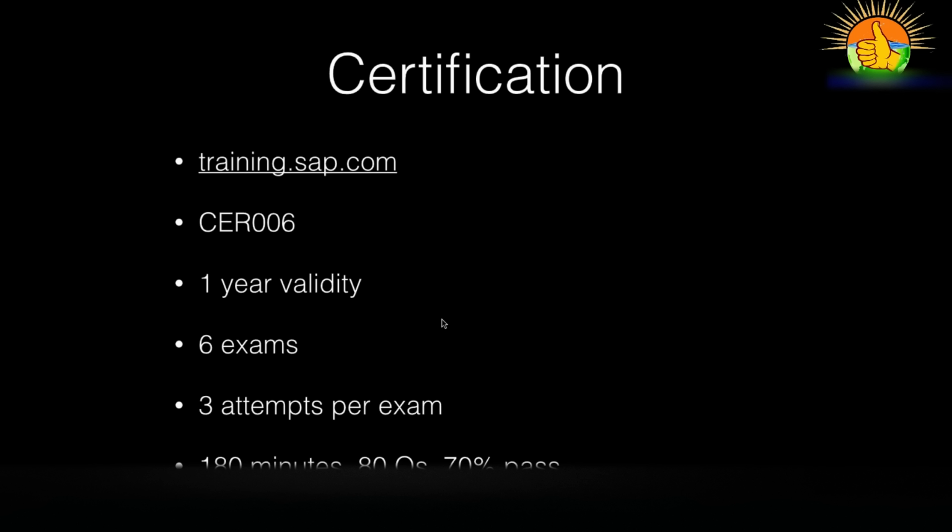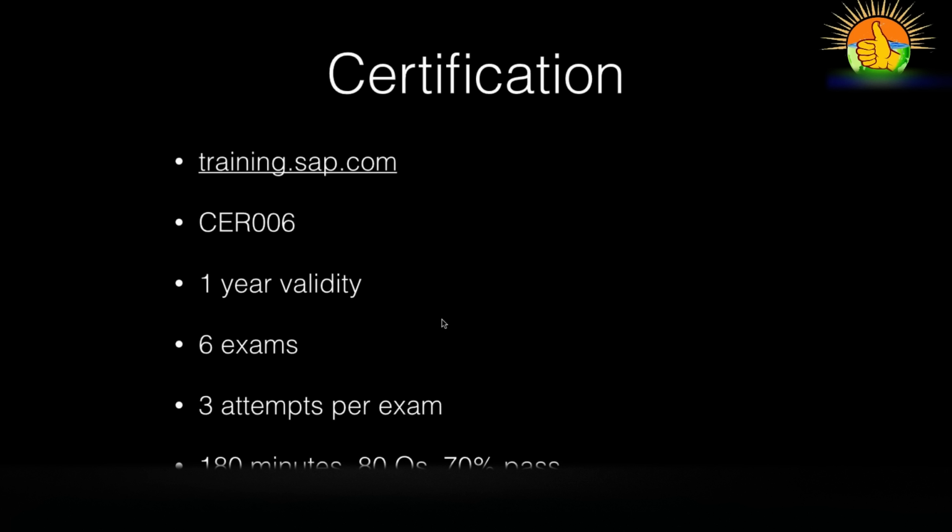Some details about the certification would be an added advantage once you finish your course. With regard to certification, you can directly log on to training.sap.com. The certification code for SuccessFactors is CR006. It has a 1 year validity, and you can take a maximum of 6 different exams.